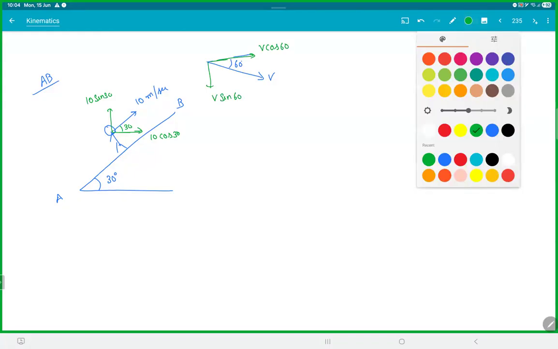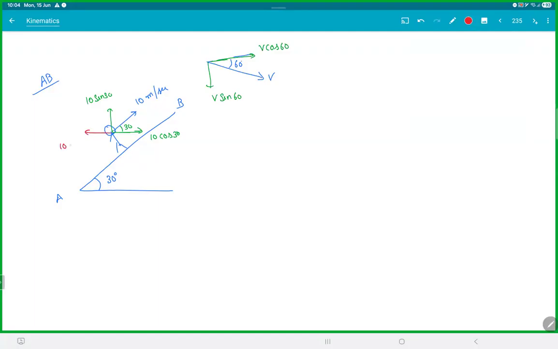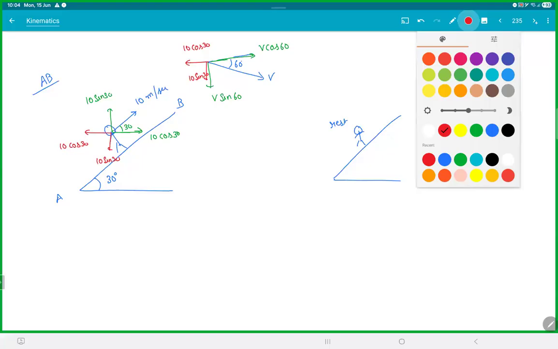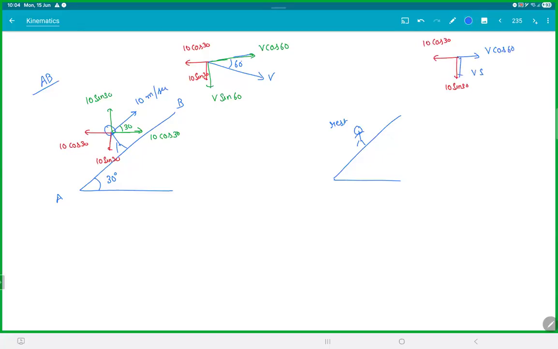And now what are you planning to do? Stop AB, right? How will you do that? Subtract 10 cos 30. Subtract 10 sin 30. Now when you do this, the person on the incline will think, okay, I came to rest. And he will think the rain is falling now with V cos 60. I have to remember, I have to subtract 10 cos 30, 10 sin 30. So this would be 10 cos 30, 10 sin 30 and V sin 60.